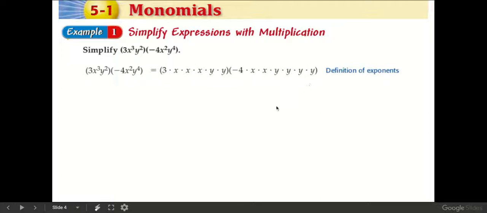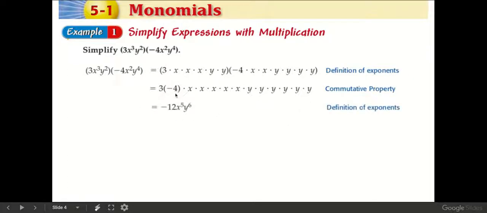I can see what it actually means. And so now I can rewrite this using the commutative property, where whenever you're multiplying things, it doesn't matter what order you put them in. So I'm going to put the constants, the numbers, next to each other, and I'm going to put all the variables next to each other. So I put all the x's next to each other, and then I put all the y's next to each other. And then it helps me rewrite this, right? 3 times negative 4, I know it's negative 12. X times x times x times x times x, x times itself 5 times, is x to the 5th. Y times itself 6 times would just give me y to the 6th. So it allows me to rewrite this in a more simplified way.